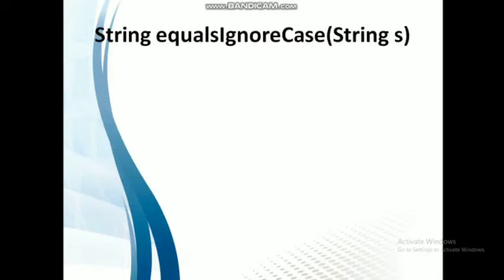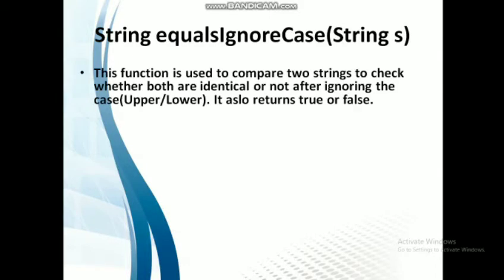The next is equalsIgnoreCase(String s). This function is used to compare two strings to check whether both are identical or not after ignoring the case, that is upper or lower. It also returns true or false. In the previous function, it checks whether both strings are exactly the same, with the cases also. But in this function, if both the strings differ in the cases, upper or lower, then also it will return true. If it is differing totally, then it returns false.